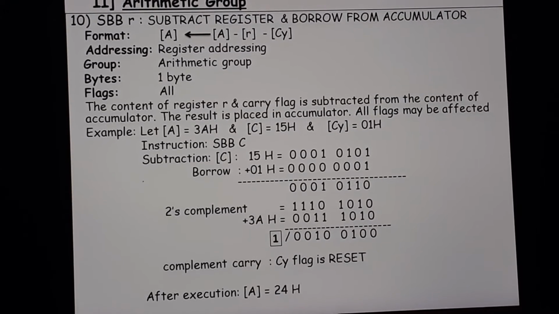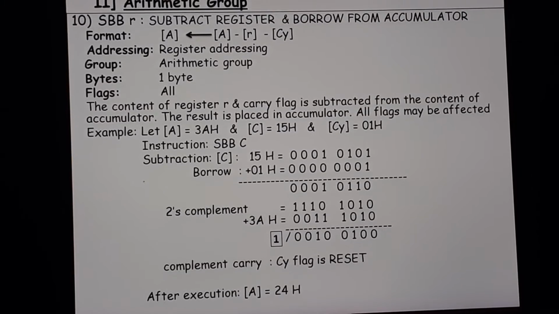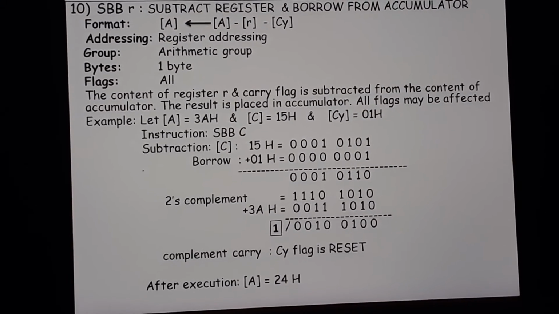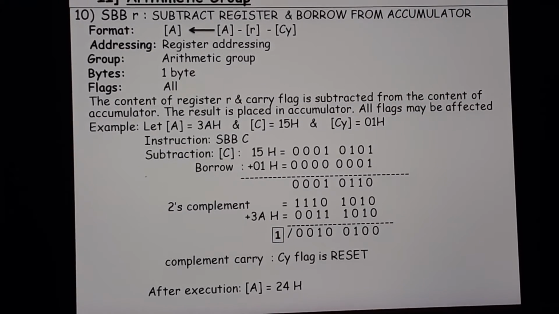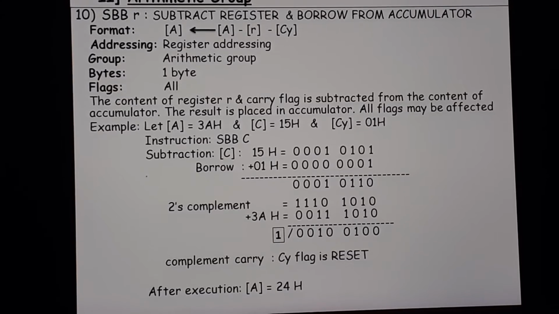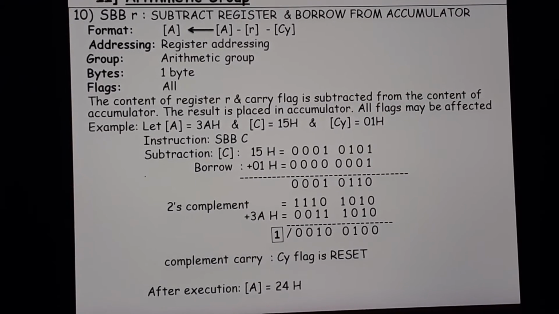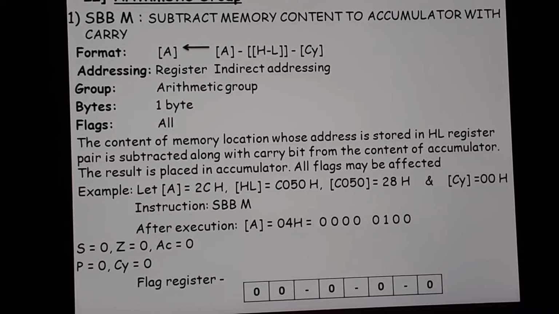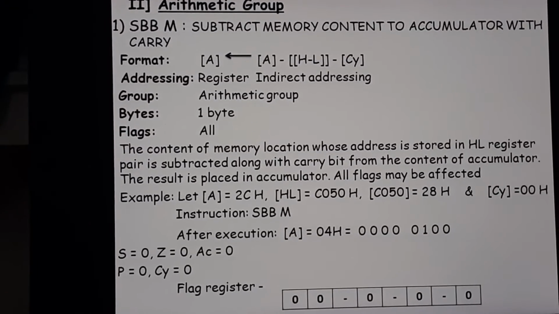So since there is carry which got generated, you will complement the carry. So now the carry flag is reset, that is carry is equal to 0 now. Okay, so in this particular answer, if you get a carry in your result, you will find the complement of that particular carry flag. Okay, so let us see the next instruction, that is SBB M, which is my 11th instruction.